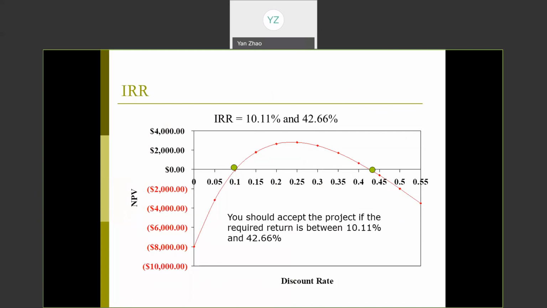When you have more than one internal rate of return, you should not use internal rate of return as an investment tool anymore. You only calculate the net present value and use the net present value as your signal to make the investment or not. So one more time, if you have more than one internal rate of return, most of the time in real life, people will stop using internal rates of return.